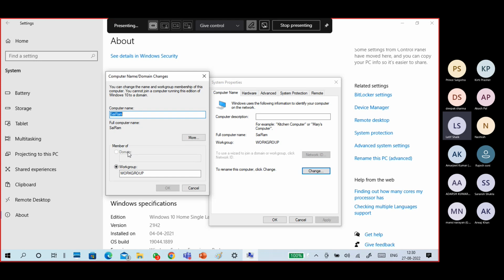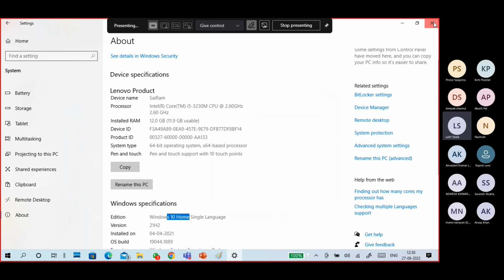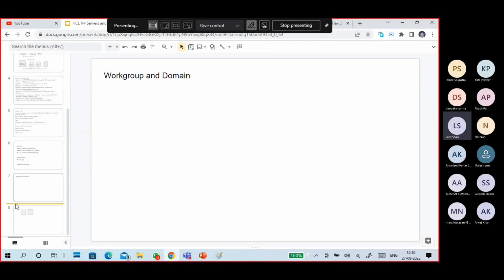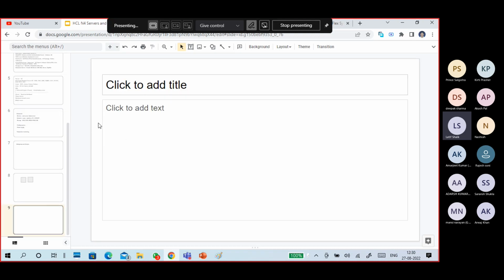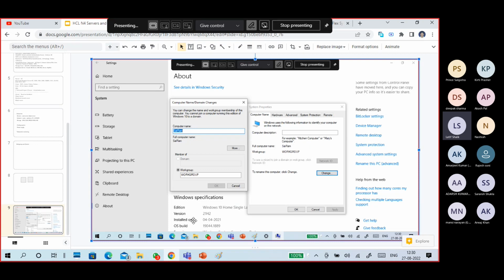I cannot join a domain because my Windows 10 is Home edition. Home editions cannot join a domain. Remember that one. You are either a member of a domain or a member of a work group. The work group name is WORKGROUP. This is how to check whether you are a work group PC or a domain PC. Like that you can also take this screenshot. Okay, so that is my PC, the work group and domain part.